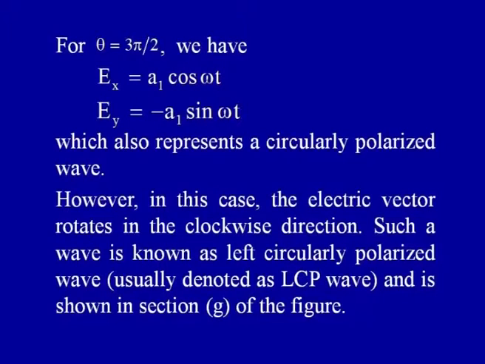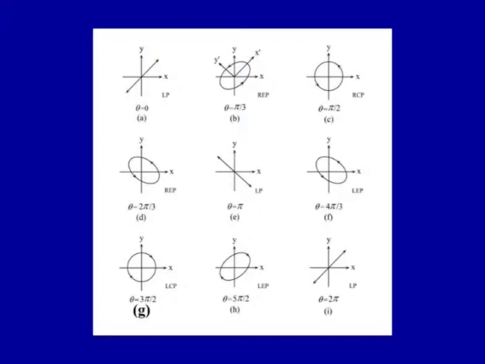Such a wave is known as a left circularly polarized wave, usually denoted as LCP wave, and is shown in section G of the figure. Again a circular vibration. The only difference from the earlier case C is that here the electric vector rotates in the clockwise direction. Remember, the beam propagation direction is coming out of the screen. This is called the left circularly polarized wave.